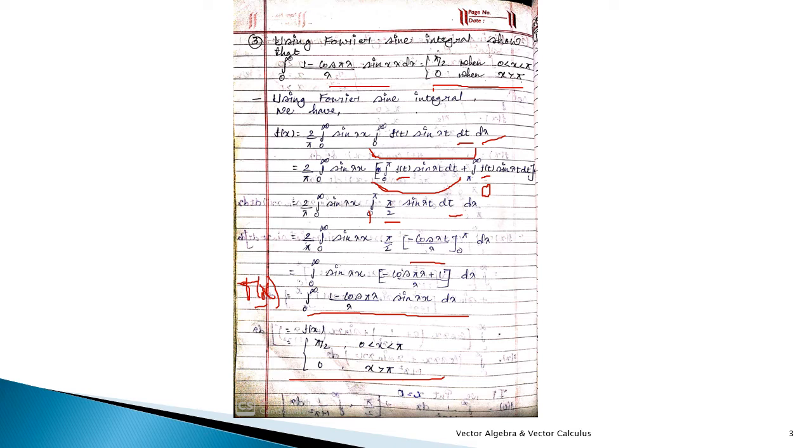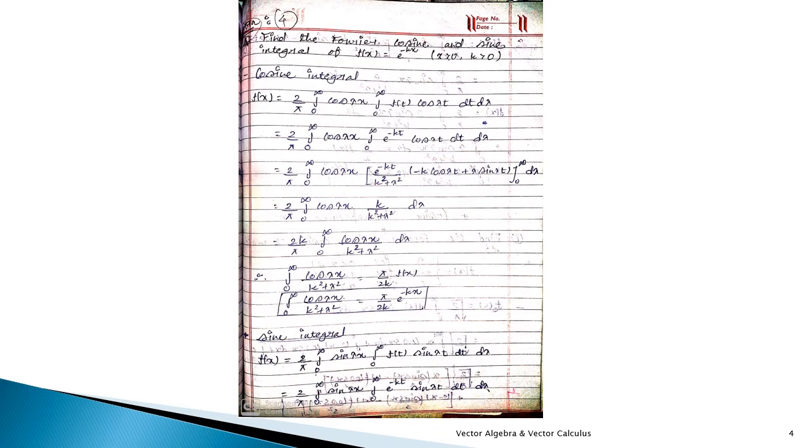Now moving forward for the another sum, here it's given fourth one. Find the Fourier cosine and sine integral for the function f of x is given e raised to minus kx, where x greater than 0 and the k is greater than 0. Okay, so यहाँ पे आपको दोनों find करना है, it's sine and cosine integral, right? So first we will do for the cosine, and then after we will do for the sine integral.